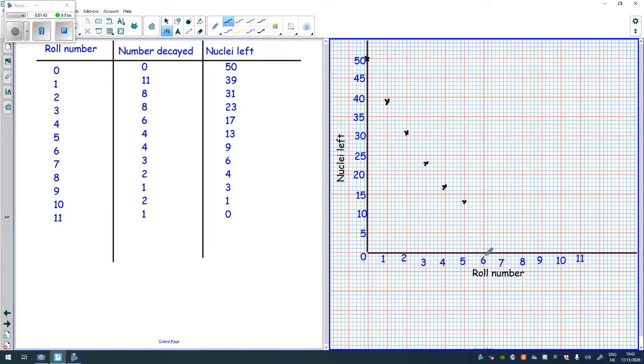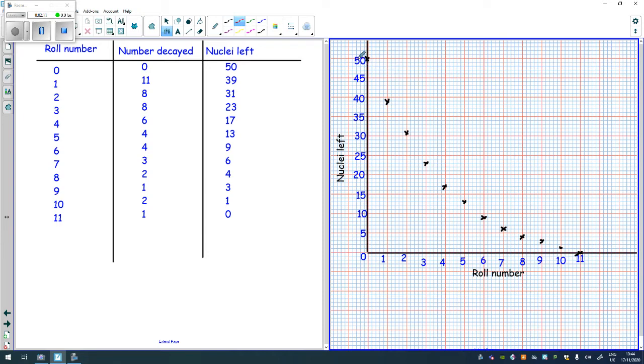Number 6 was 9. Number 7 was 6. Number 8 was 4. Number 9, we had 3 left. And then number 10, we had 1 left. And 11, 0. So we can see here the shape that we're getting on our graph.